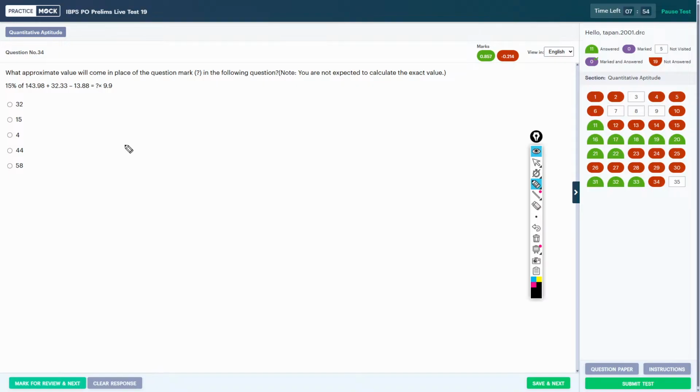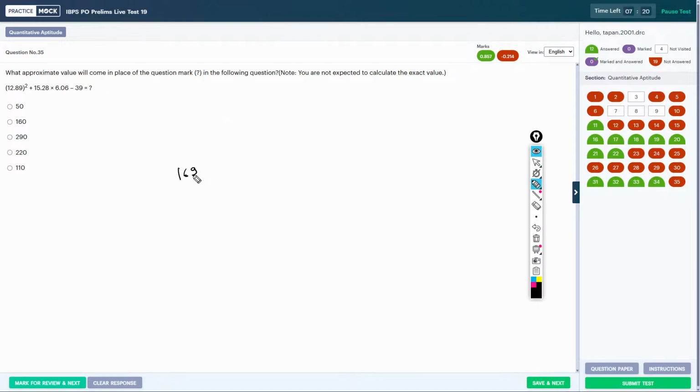15% of 144. Okay, the gaps are very big, so I will take 22.5 plus 33 minus 30, or rather minus 14 is equal to 10x. So it's 21 and 23, 30, or rather 44, 54, so 4, close to 4.